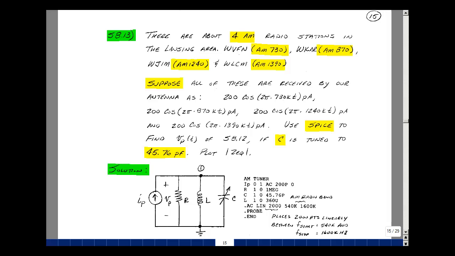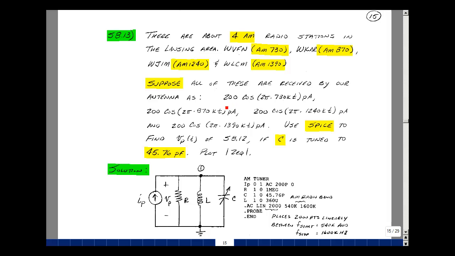This lesson deals with supplemental problem 813. You can find this problem in the ECE202 ebook in the Chapter 8 Supplemental Problems starting on page 15. In the Lansing area, there are 4 AM radio stations: AM 730, AM 870, AM 1240, and AM 1390. Suppose that we receive a signal from all of these radio stations with the same strength.